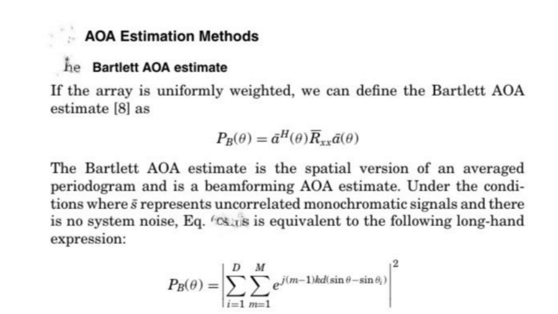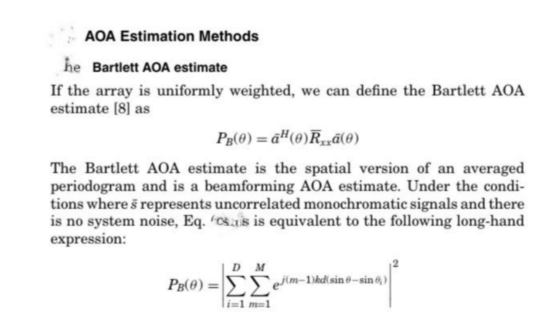If the antenna array is uniformly weighted, we can define the Bartlett AOA estimation. Here, the pseudo spectrum of theta for the Bartlett AOA estimation is a power of H of theta, R_xx, A of theta. The Bartlett AOA estimate is the spatial version of an average periodogram and is a beamforming AOA estimate.